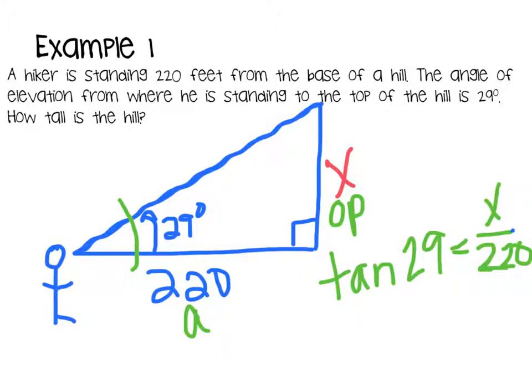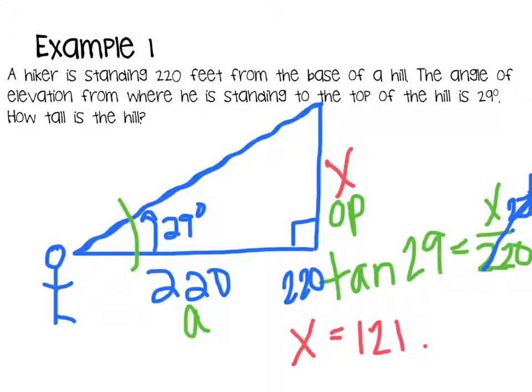To solve this problem, we would multiply by 220 on both sides. That cancels it on this side. So in your calculator, you'll type in 220 times the tangent of 29. If you do that, you should get that the height of the hill, or your x value, is equal to 121.95 feet. Remember that your calculator should be in degree mode, and today we're going to have it set to float 2.